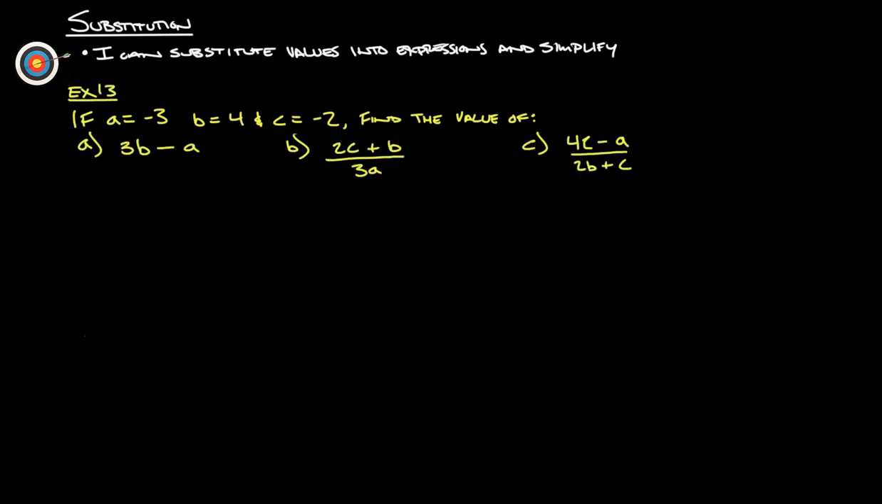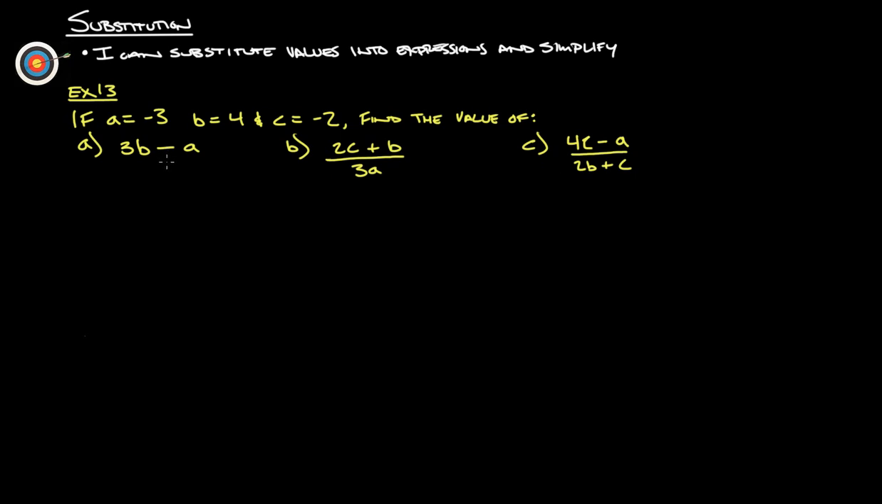I'm going to take you through the substitution notes. At the end of this, you should be able to say I can substitute values into expressions and simplify. Okay, so first thing we have is if A equals -3, B equals 4, C equals -2, find the value of, and then we'll do these three things, 3B minus A, so forth and so on.